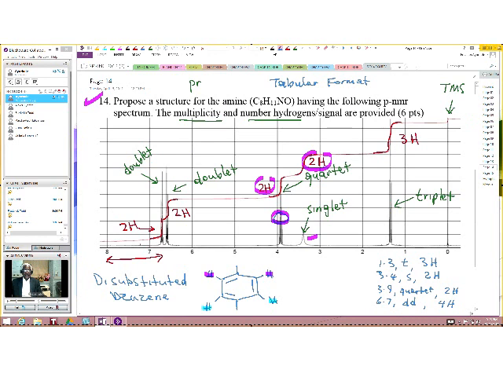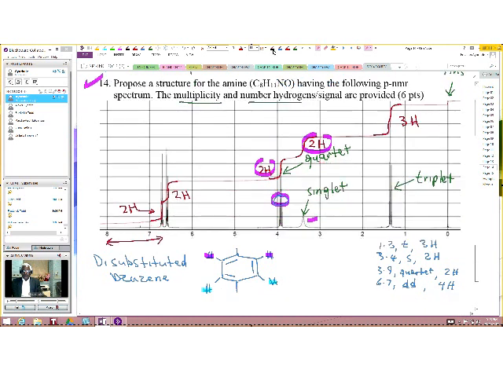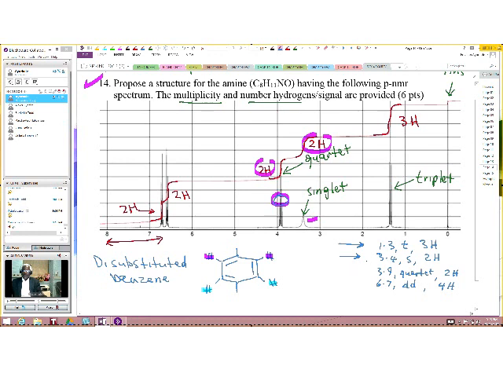Let us now begin to put the pieces together. We've already told you we have a para substitution, so there is something here and something here. Now, the next bit of information you have to look at: take a look at this here, and take a look at this here. These two sets of information, what do they tell you? You have a triplet, I'm sorry, let me take that back. This here, not that one, and this here.